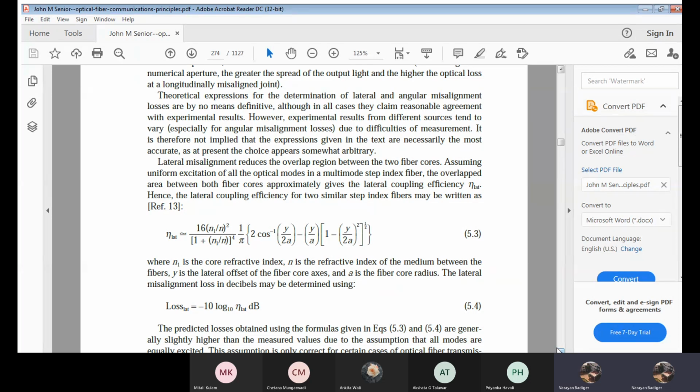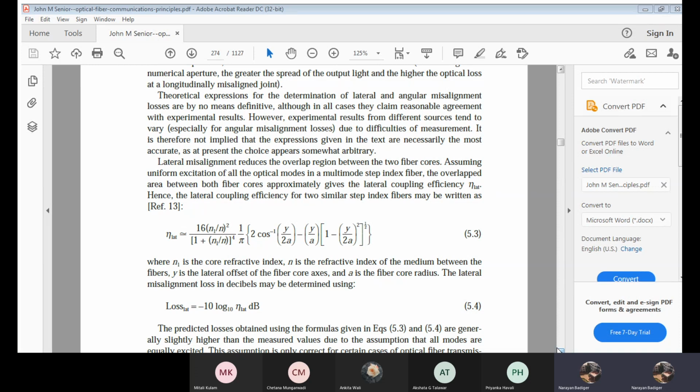Now what is that? The coupling efficiency, if we calculate it, is given by eta. We know this symbol eta. Laterally, we will call this the lateral coupling efficiency, given by eta lat, and this is for two similar step index fibers. Even if we consider both step index fibers as the same, we still get some amount of loss due to lateral misalignment.